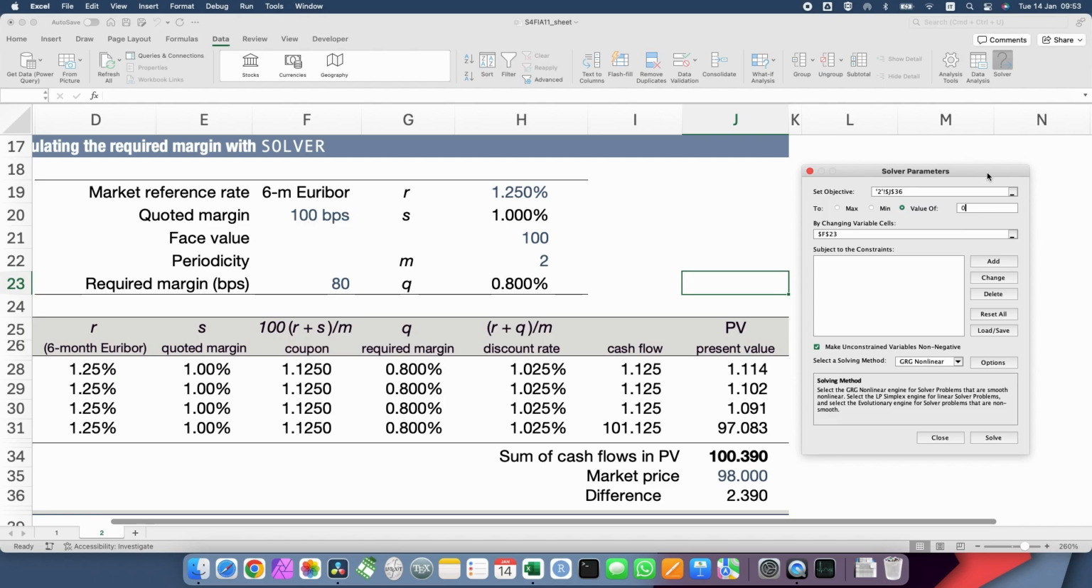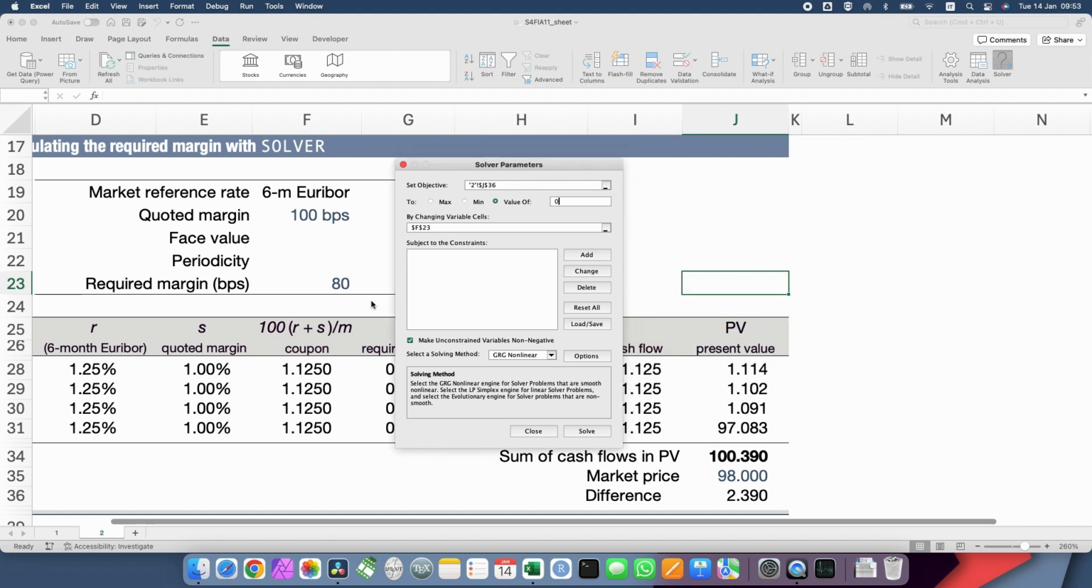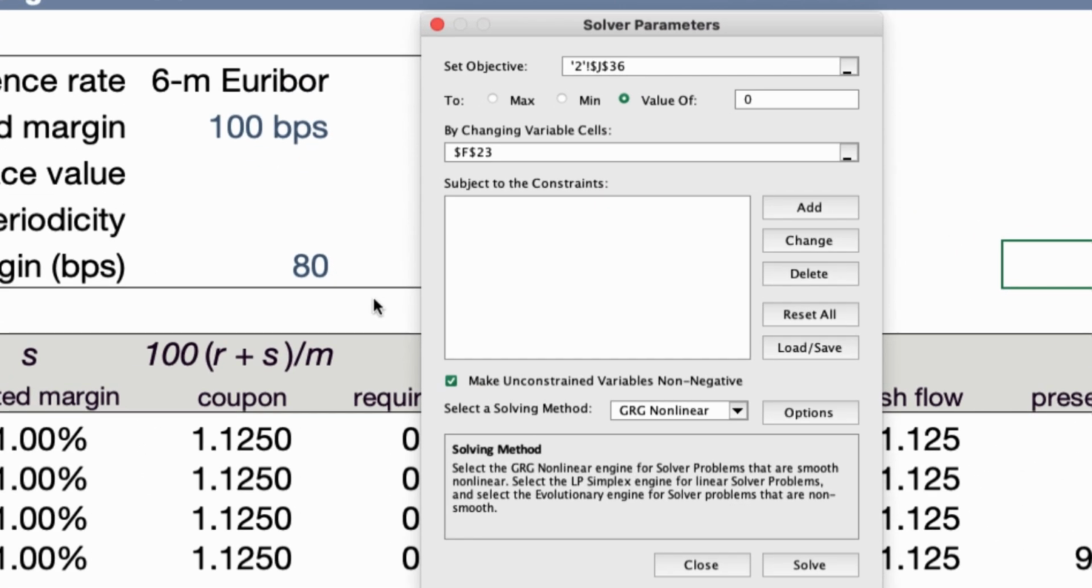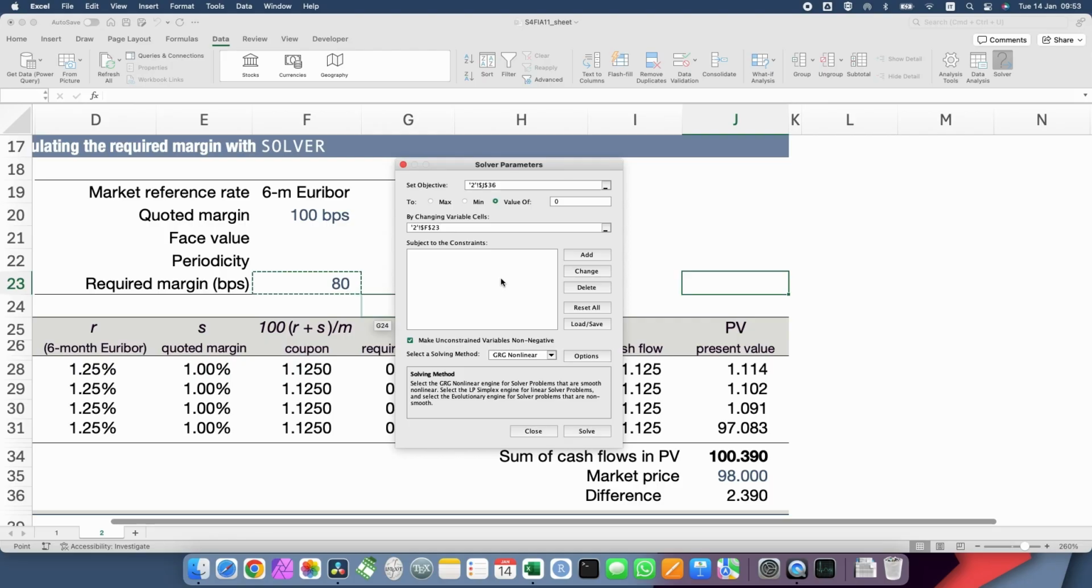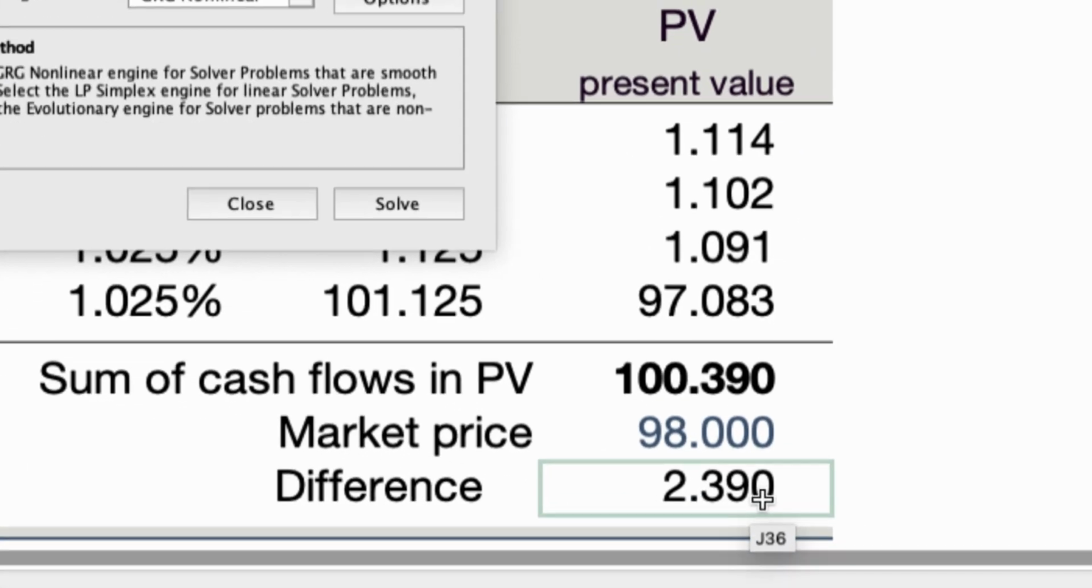Now we should tell Excel Solver what to change. The required spread. So enter the cursor in the field By Changing Variable Cells, and when it starts blinking, select with the mouse arrow cell F23. You might have to move the solver window a little. Keep in mind what we're trying to do. We're seeking the required margin that, when used to discount the scheduled cash flows, coupons, and face value at maturity, we get a bond value equal to the bond quote of 98.